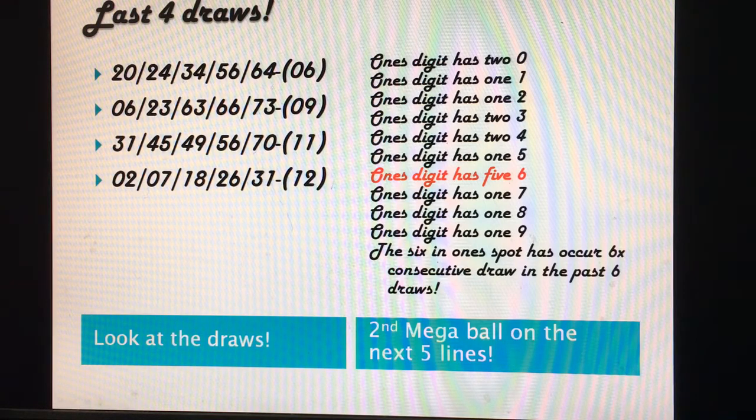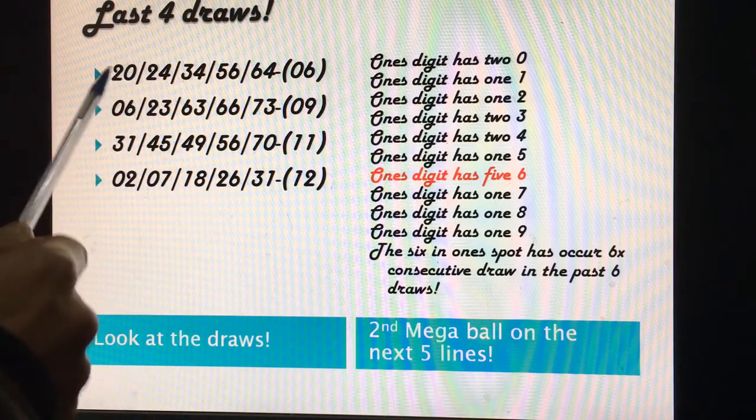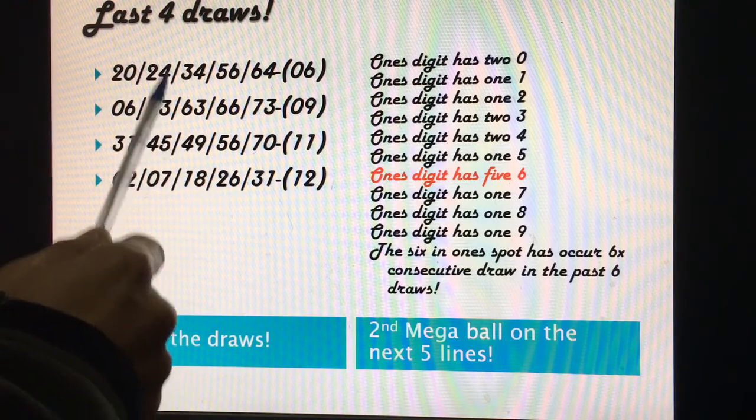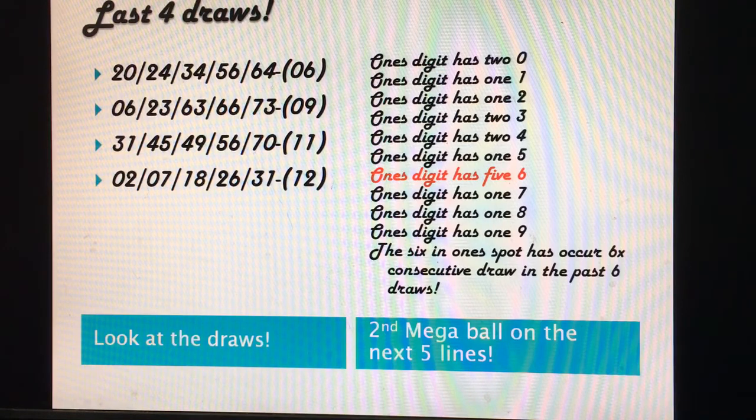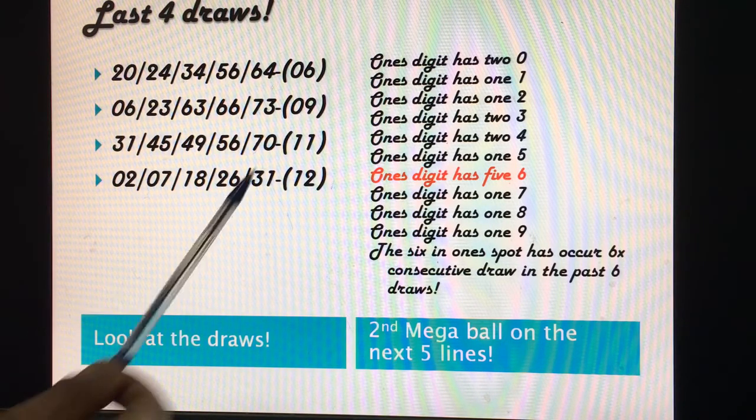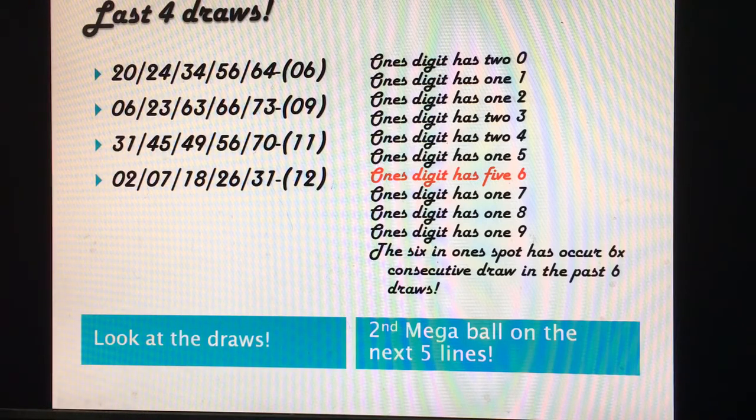And as you can see, on the last 4 draws, they're single numbers, teens, 20s, 30s, 40s, 50s, 60s, 70s, and that's it. And the numbers that occur more often are the 20s, as you can see, occurring 1 time, 2 times, 3 times, 4 times. And the 30s, which occur 3 times. So those are hot picks.